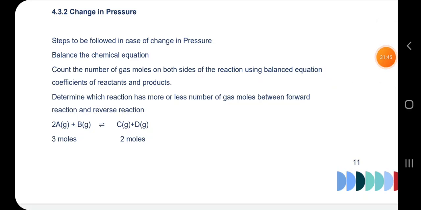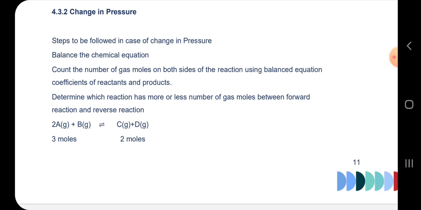Okay, when we are dealing with change in pressure, these are the steps that you're going to follow. You have to balance the chemical equation. So count the number of gas moles on both sides of the reaction using the balanced equation, coefficients of the reactant and product. So determine which reaction has more or less number of gas moles between forward reaction and reverse reaction. So 2A, A is a gas, B is a gas, C is a gas, D is a gas, okay?